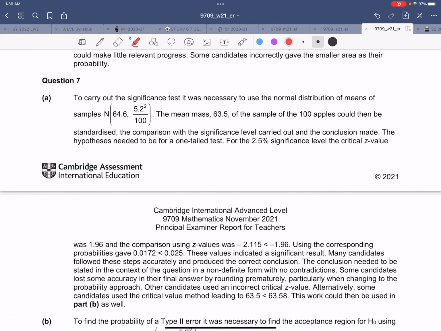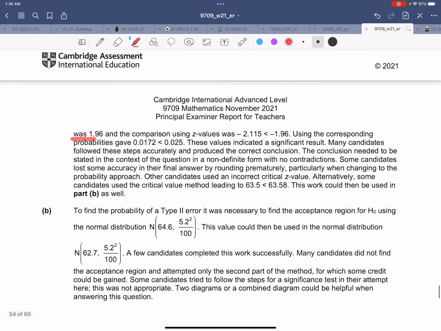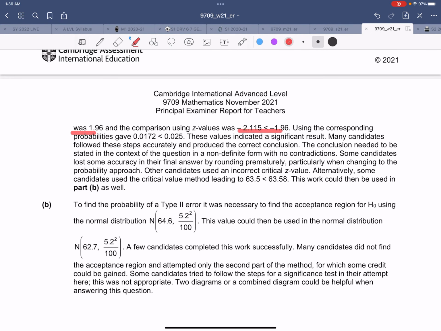It was necessary to use the normal distribution for the sample mean. The mean mass of the sample of 100 apples could then be standardized, the comparison made with the significance level, and the conclusion made. The hypothesis was needed for a one-tail test. Critical Z value was 1.96. Comparison using this and using the corresponding probabilities, these values indicate a significant result. Many candidates follow the steps correctly and produce a correct conclusion.